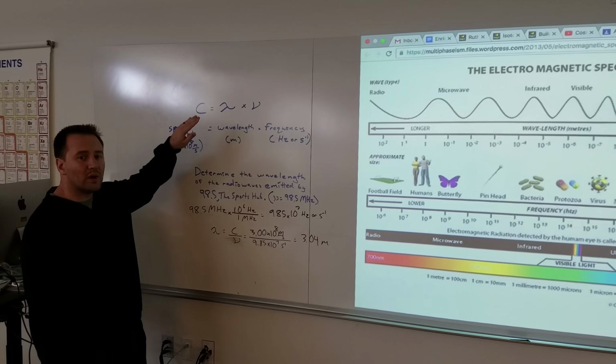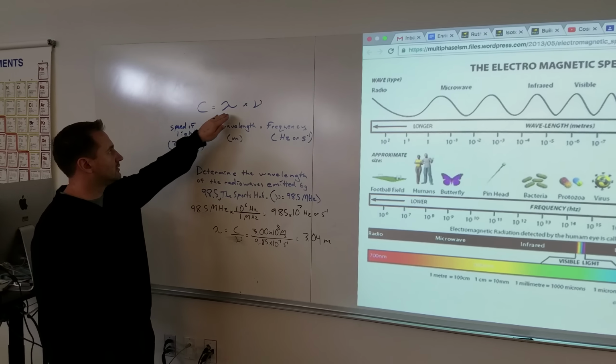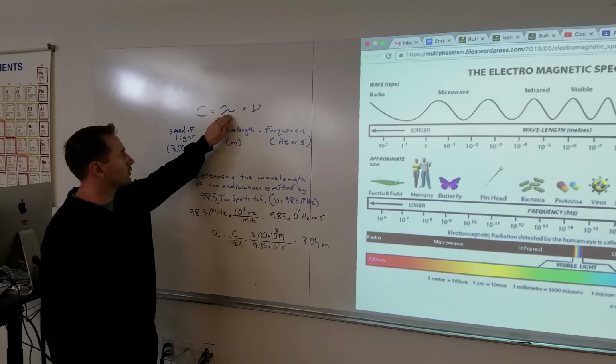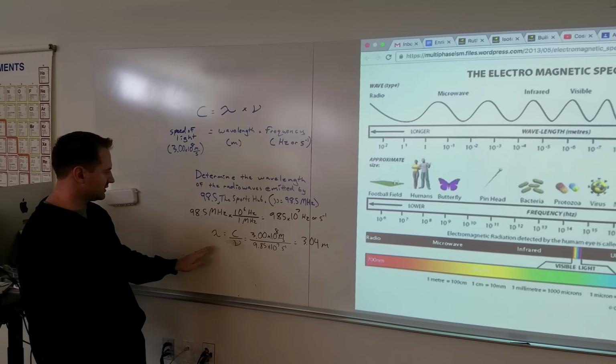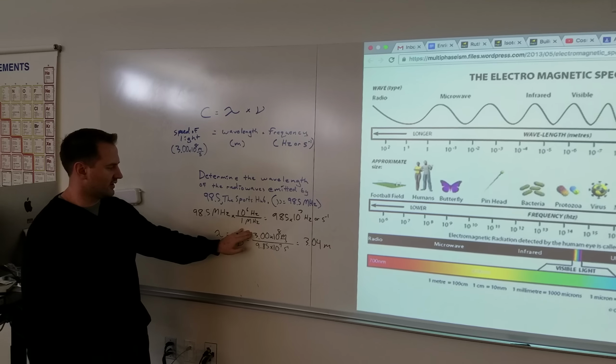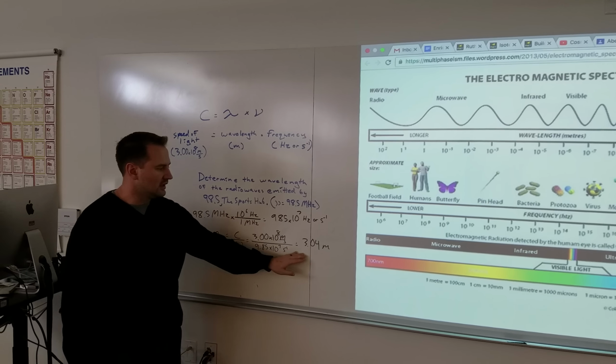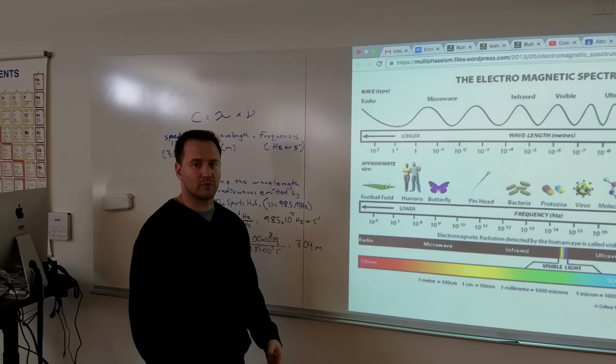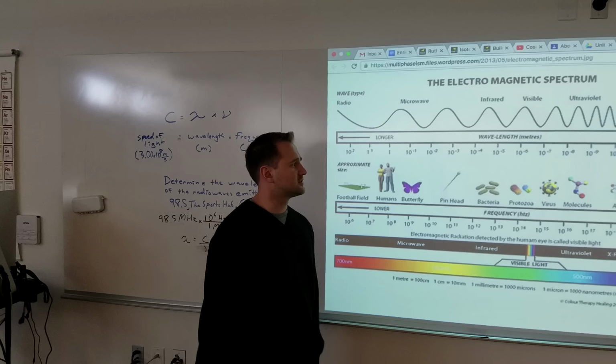So if we're calculating the wavelength of that station, what we need to do is rearrange this equation to solve for wavelength. So we divide both sides by the frequency, and we end up with this. And we just divide the speed of light by the frequency, and we'd find that one of those waves is 3.04 meters in length, which is almost 10 feet long.